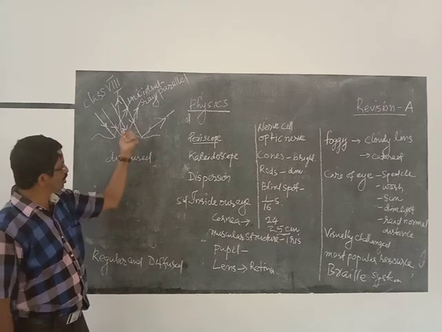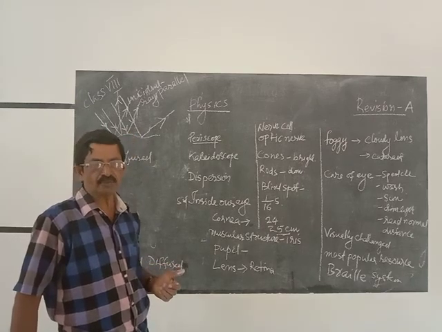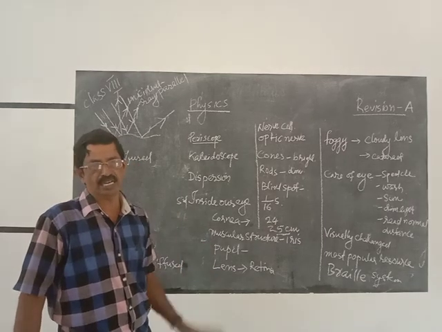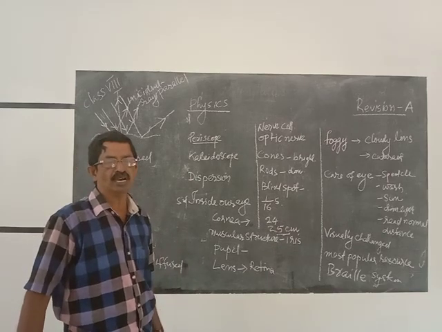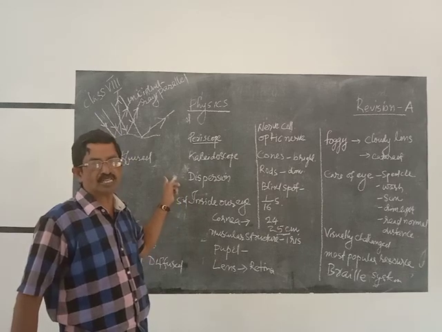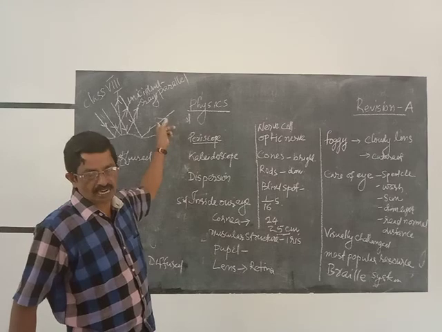But here the two laws of reflection are correct. The incident ray, reflected ray, and normal lie on the same plane. And also the angle of incidence is equal to the angle of reflection. But we cannot get an image in this case because the reflected rays are not parallel.